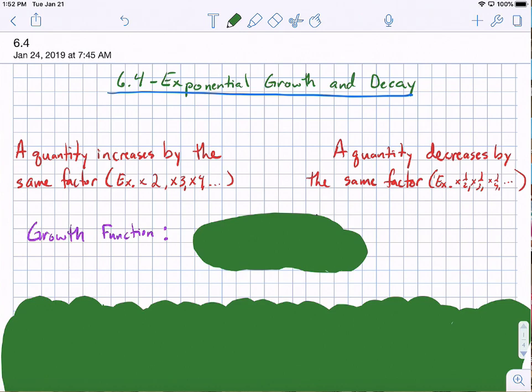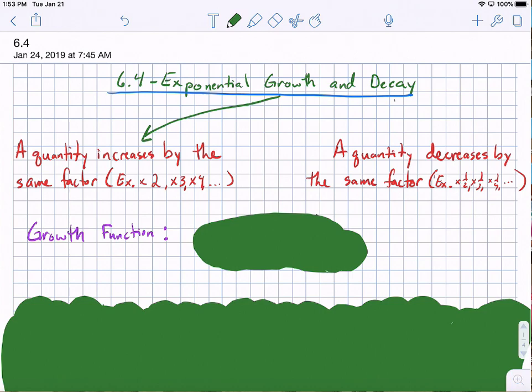So what do growth and decay mean? There are two little definitions right here, and you can probably figure them out without me telling you. Growth is when a quantity increases by the same factor. That would mean, for example, it increases by times 2, times 3, times 4, whatever. That is what we talked about, if you remember back, I believe in 6.1 with the tables. How do we know a table is exponential? Well, the pattern is we're multiplying by 2 every time, or multiplying by 3 every time.